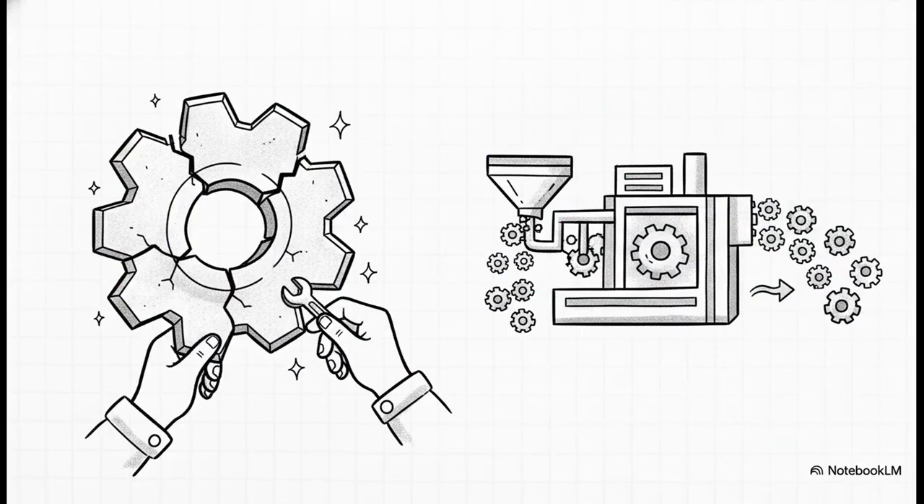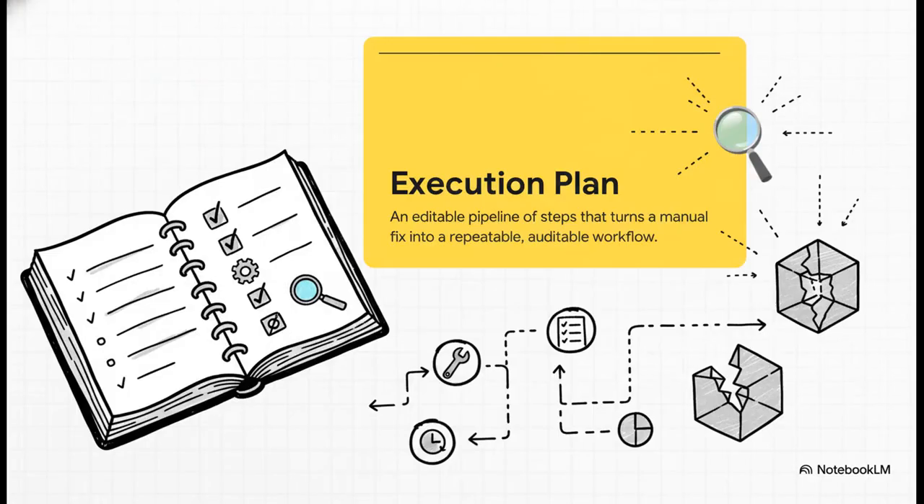Look, fixing a single mesh is great. But the real game changer, the feature that takes us from just a handy utility to a core pipeline tool, is all about making this process scalable and repeatable. Because you're not just going to get one broken asset, you're going to get hundreds. And this is done through something called an execution plan.